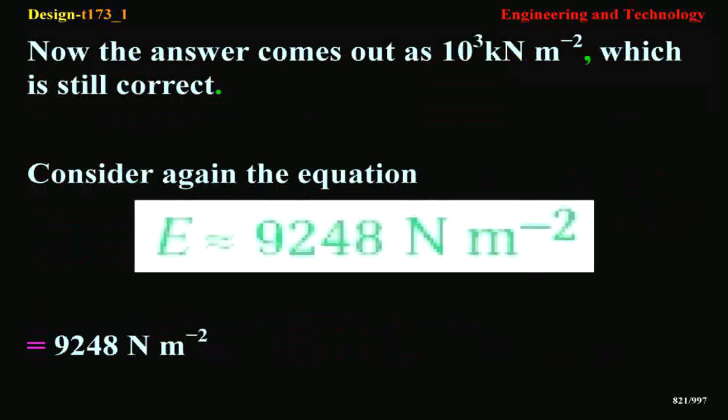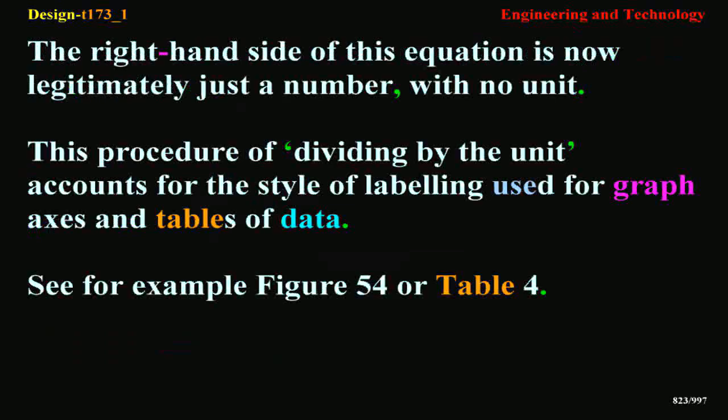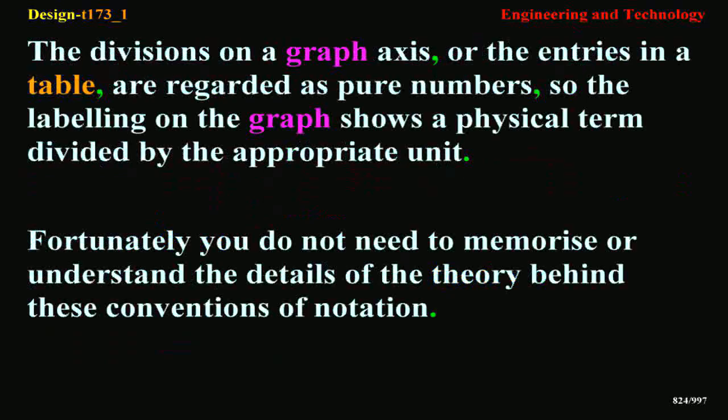Consider again the equation E = 9248 N m^-2. If we divide both sides of this equation by N m^-2, we get E / N m^-2 = 9248. The right-hand side of this equation is now legitimately just a number, with no unit. This procedure of dividing by the unit accounts for the style of labeling used for graph axes and tables of data. See for example Figure 54 or Table 4. The divisions on a graph axis, or the entries in a table, are regarded as pure numbers, so the labeling on the graph shows a physical quantity divided by the appropriate unit.